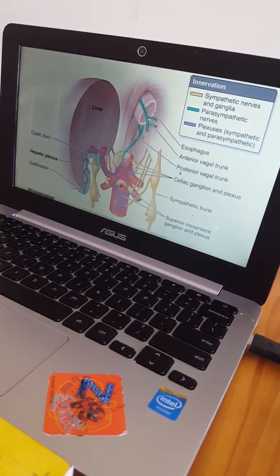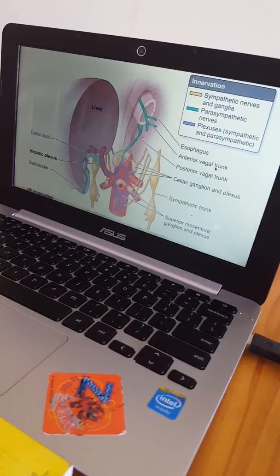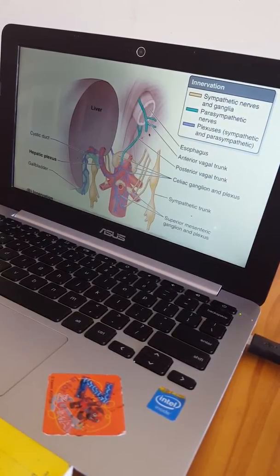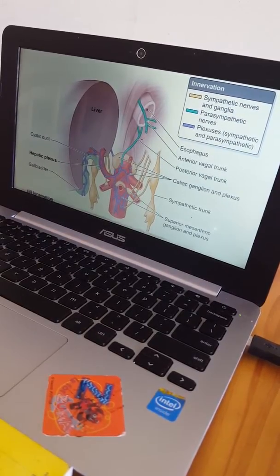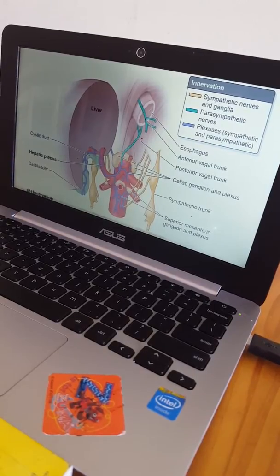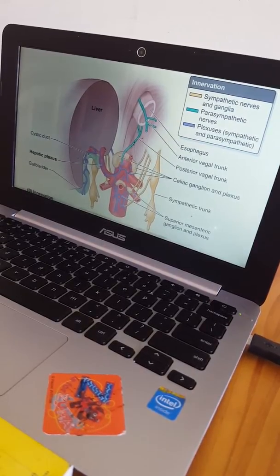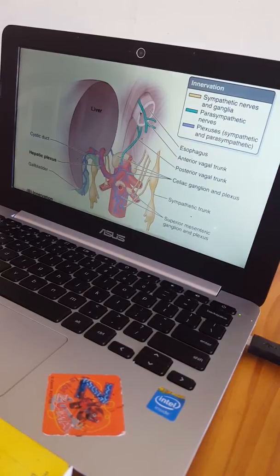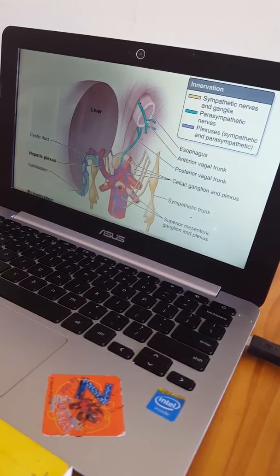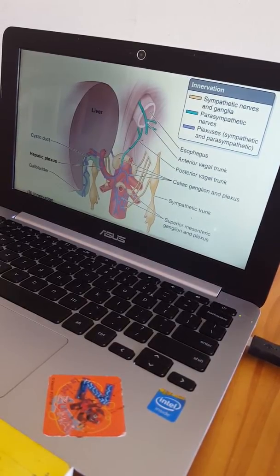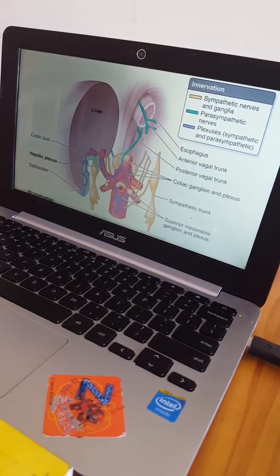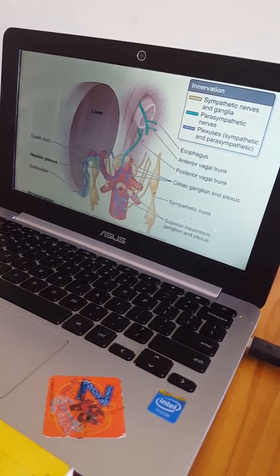So basically the vagus nerve, that is cranial nerve 10, makes two bigger trunks. One comes anterior and one comes posterior in relation to the esophagus. That's why they're known as the anterior vagal trunk and posterior vagal trunk. And then you can see there's a celiac ganglion and plexus. You can see the sympathetic trunk.